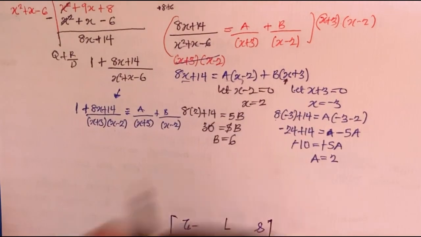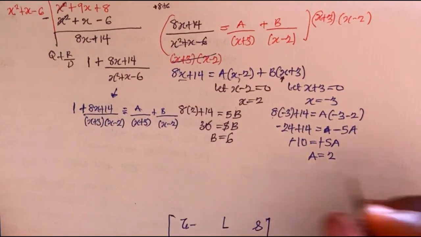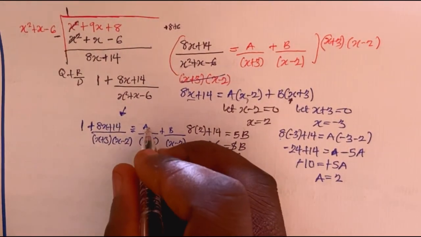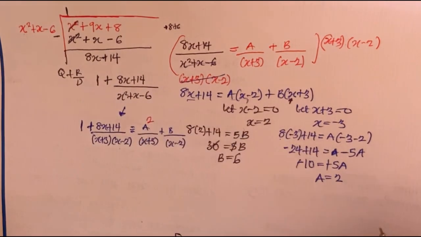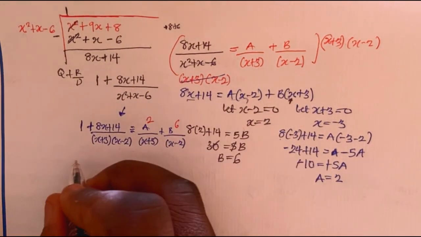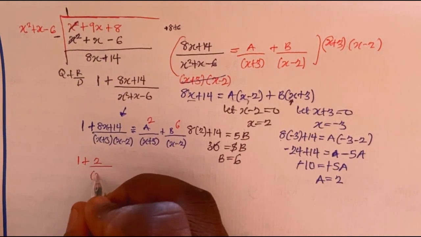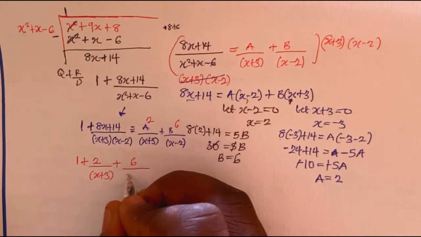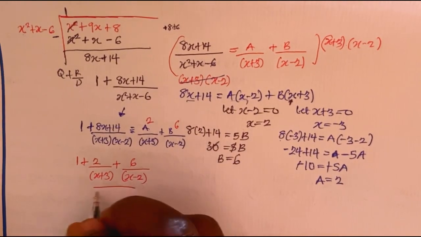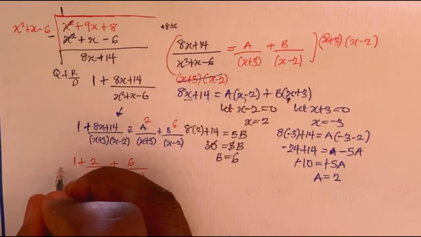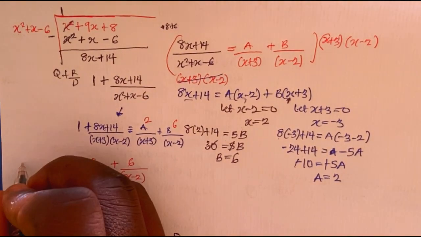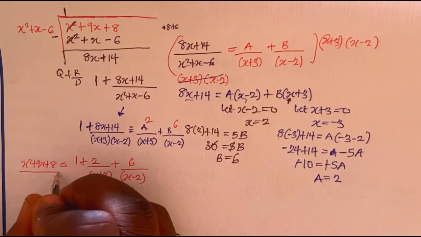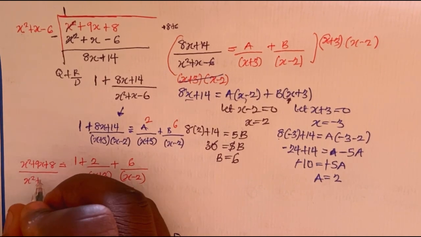Now this expression that I'm seeing here is actually equivalent to, let me just say, this is A, which is my 2, and my B, which is actually 6, right? So here I'm going to have 1 plus 2 over x plus 3, right? Then plus my B, which is actually 6 over x minus 2. So now this is actually the answer to this partial fraction, which is equal to x squared plus 9x plus 8, then divided by x squared plus x minus 6.